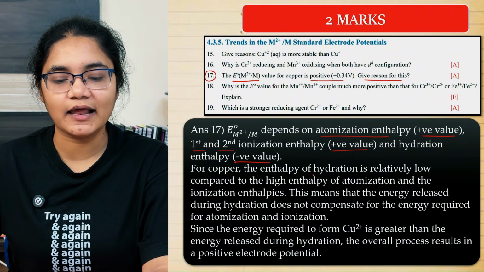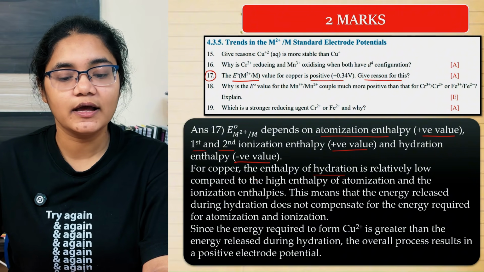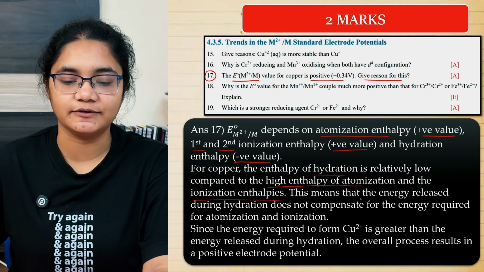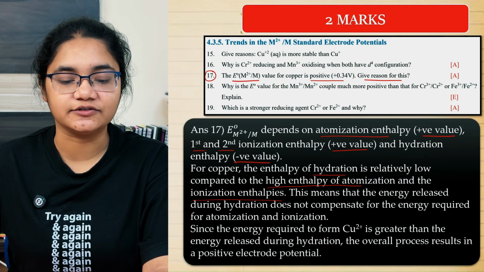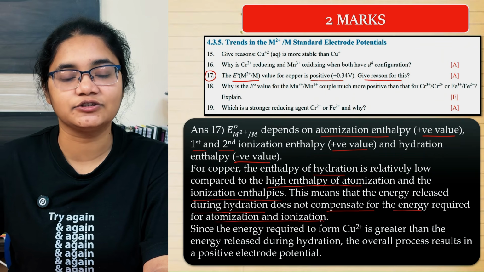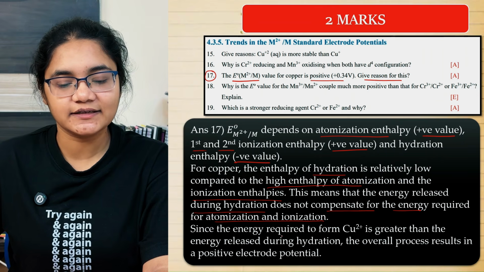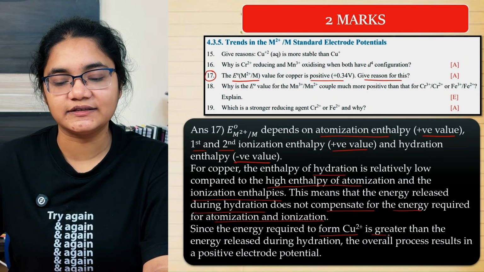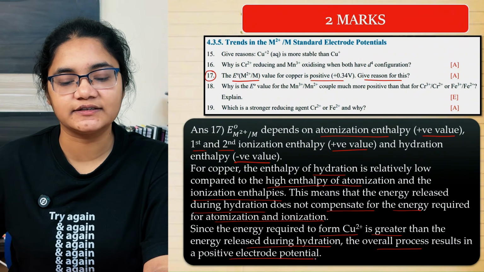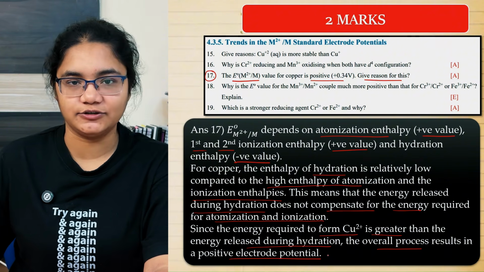For copper, the enthalpy of hydration is relatively low compared to the high enthalpy of atomization and ionization enthalpies. This means that the energy released during hydration does not compensate for the energy required for atomization and ionization. Since the energy required to form Cu2+ is greater than the energy released during hydration, the overall process results in a positive electrode potential.